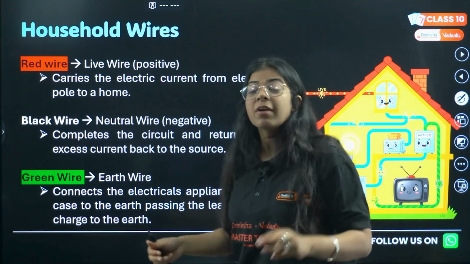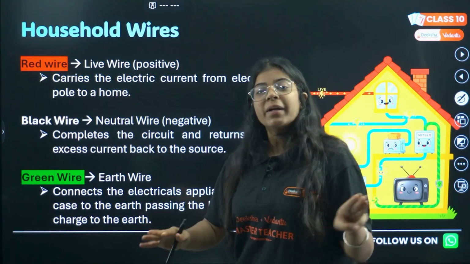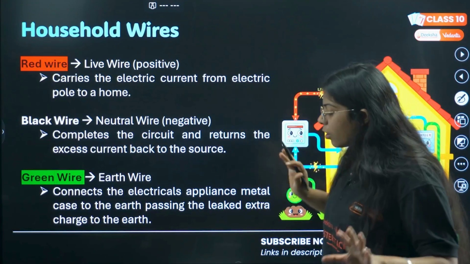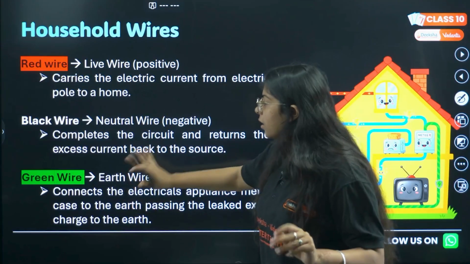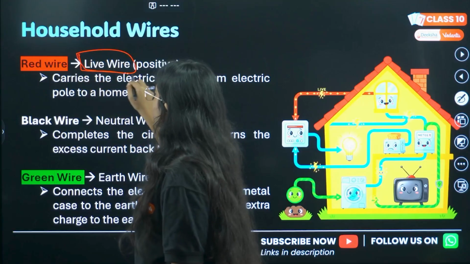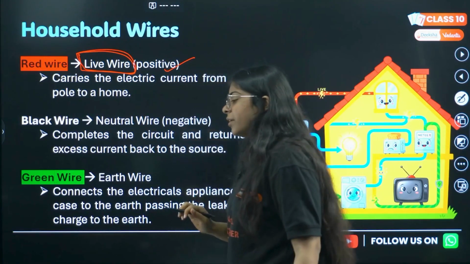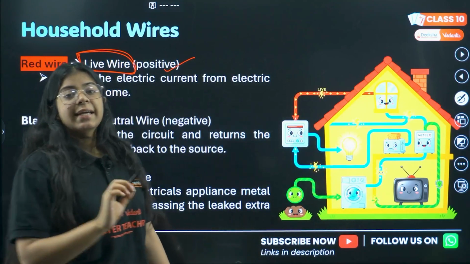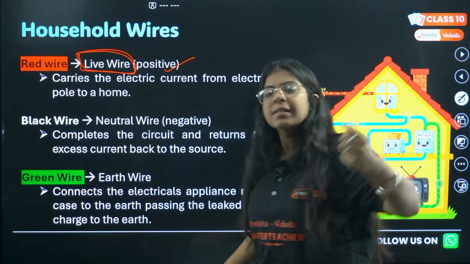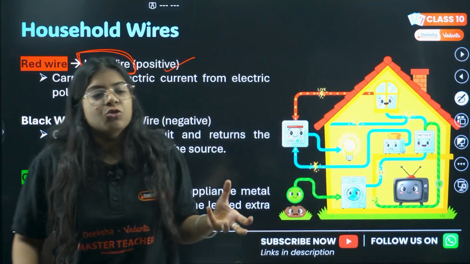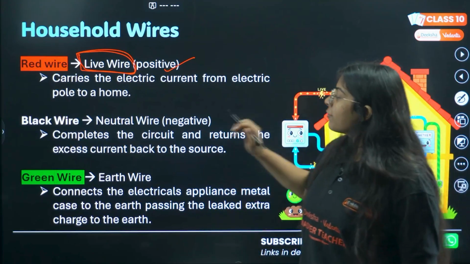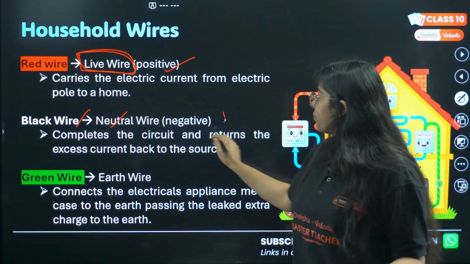So let's see. We have 3 kinds of wires that operate this whole procedure of electric current in our houses. First is a wire of red color, second is black color, third is green color. The red color wire is called live wire. Remember, it's called live wire and it's positive. It carries the current from outside of the house, from some pole or something, and brings it to our house, and then we use it in certain appliances, in our bulbs, in our ACs, etc. Then we have black wire, which is neutral wire, which is negative.